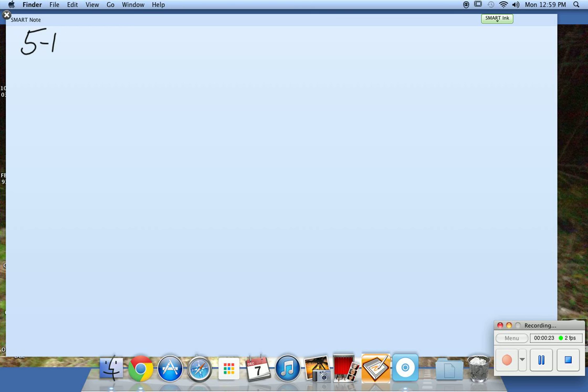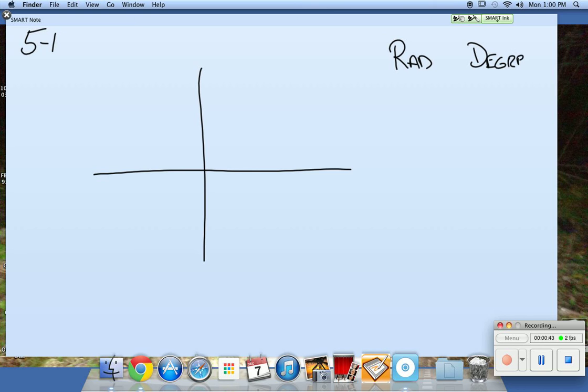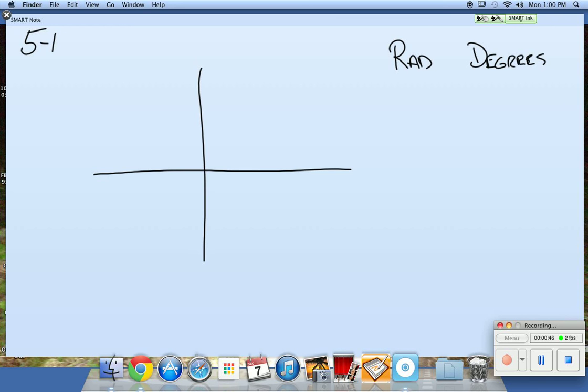Okay. We are going to start working with some angles here. There's two different ways to measure angles. One is in radians, and the other one is in degrees. Okay? There's two different ways to do this. Radians have to deal with pi. Degrees will deal with that little circle up there that says degrees. Okay?